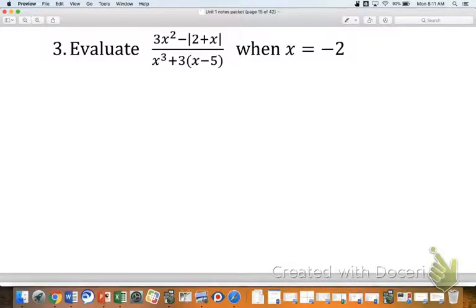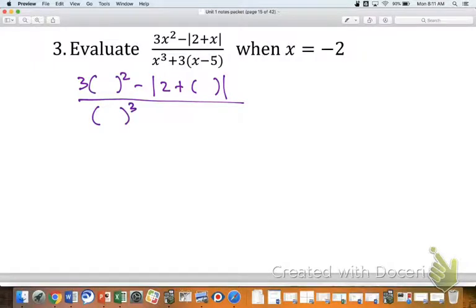So just like we did before, what I'm going to do is replace any variable I see with empty parentheses. So it's going to be 3 times empty parentheses squared minus absolute value of 2 plus empty parentheses, over empty parentheses to the third power plus 3 times empty parentheses minus 5. So really, it should look exactly like the step above it, except empty parentheses where there were x's before, or any variable for that matter.